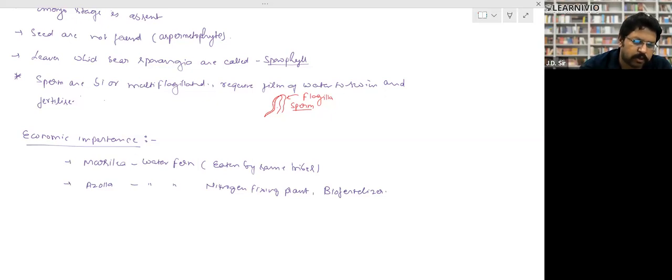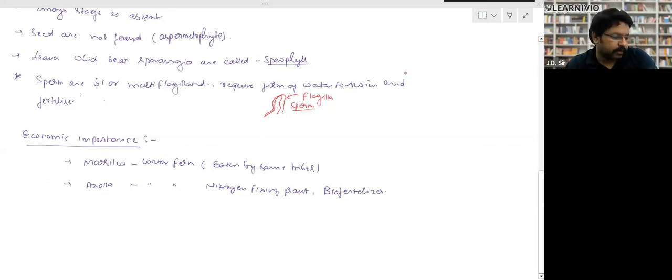So this was all about pteridophyte. Now we will start with the gymnosperm. Hold on. If there is some more economic importance, I will ask when you have to write it down. Let me see in the book. Any more economic importance?